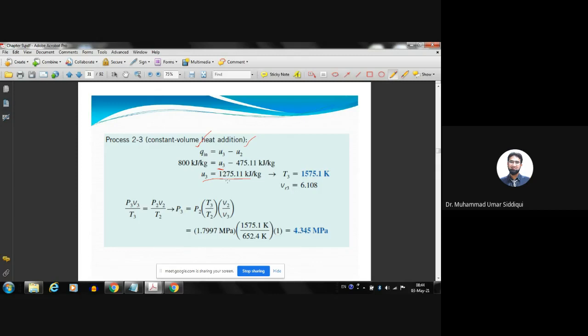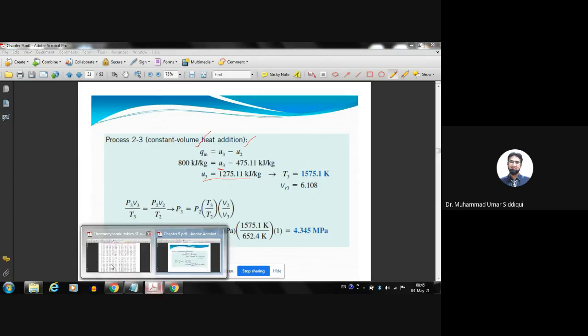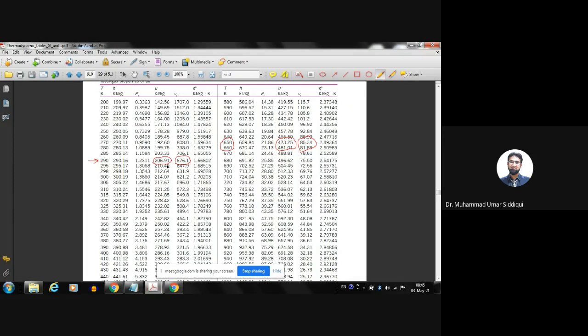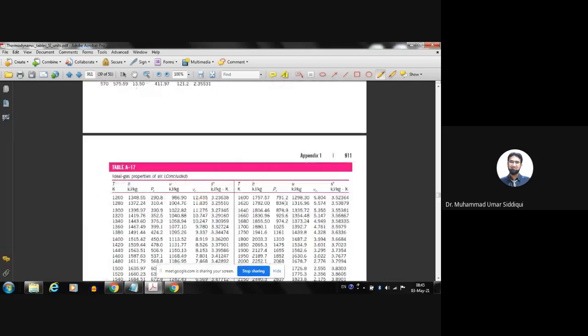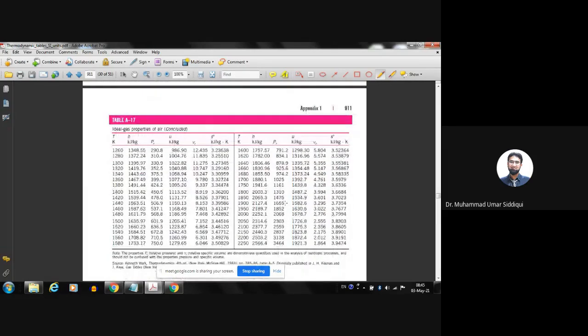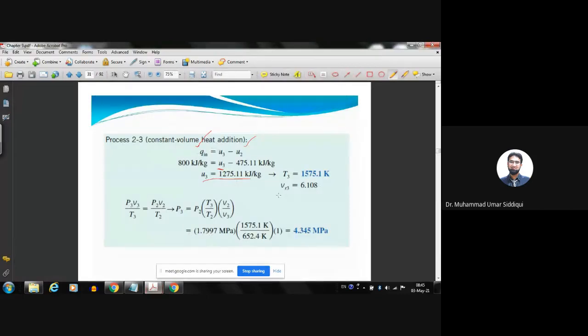So U3 is 1275.11. If we go into the table, 1275.11 would be in between these two U values. So corresponding to that, you can determine what is VR3. You need another interpolation, and another interpolation to get the temperature T3. So T3 comes out to be 1575.1, and VR3 is 6.108.